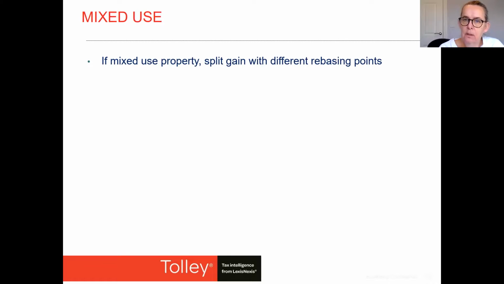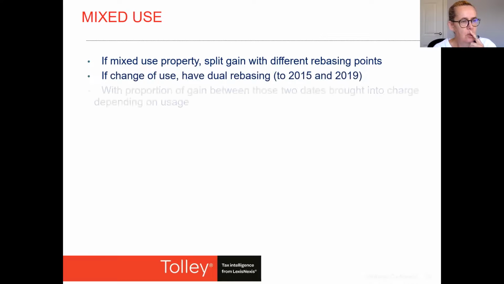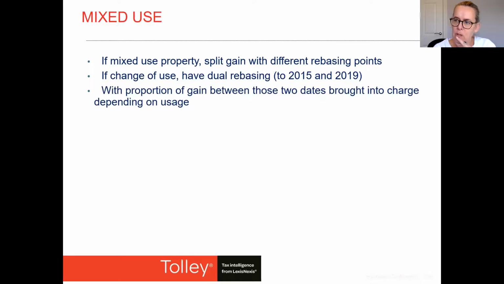If there is a change of use, so if between 2015 and 2019 you converted a residential property into a commercial, you do 2 lots of rebasing, and then you apportion the gain that arises between those dates, although it doesn't actually crystallise until the date of disposal. I'll have a look at an example in a minute, but just go back to that first one where you've got mixed use. So if you had a shop with a flat over it held by a non-resident individual, you'd value the flat at 6th of April 2015, and that would be the rebasing point for that. You'd value the shop at the 6th of April 2019, and then when the property was sold, you'd combine those 2 rebased acquisition costs in calculating the gain.